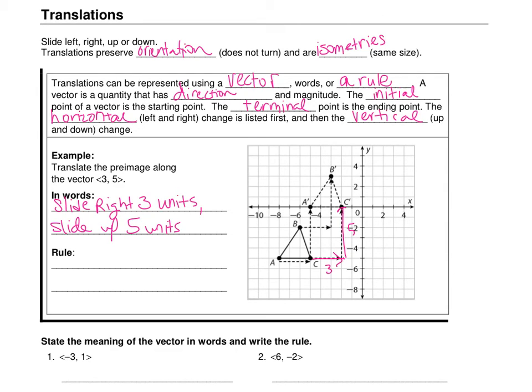So the rule, then we write that as a coordinate. So our coordinate starts out as (x, y), and then since we need to move to the right 3 spaces, we're adding 3 to each of the x values. And our y, since we are moving up 5 units, we are adding 5 to each of the y values. So if it was subtracting, that would mean we're going down or to the left if it's x or y.